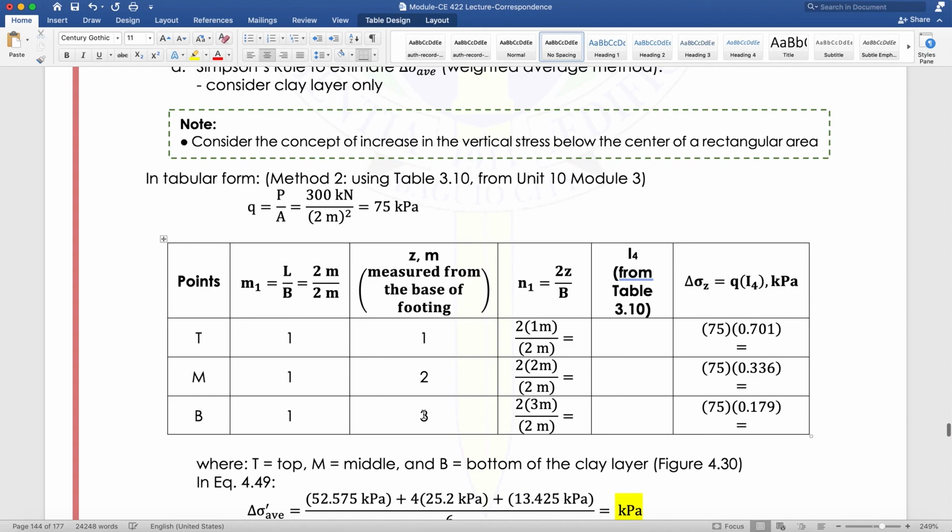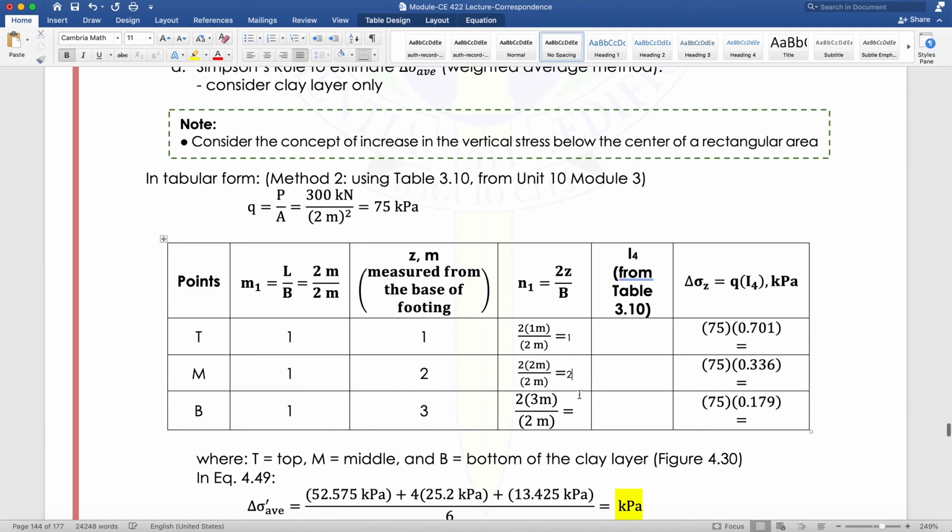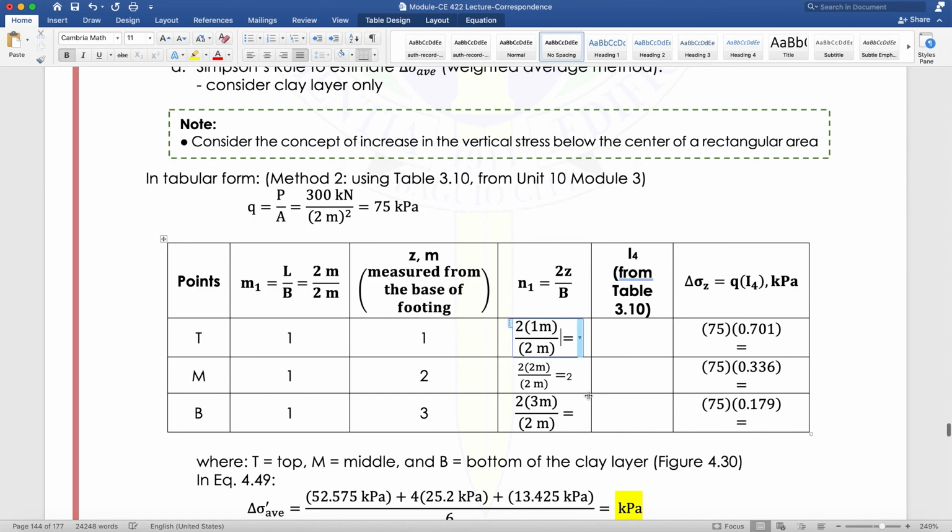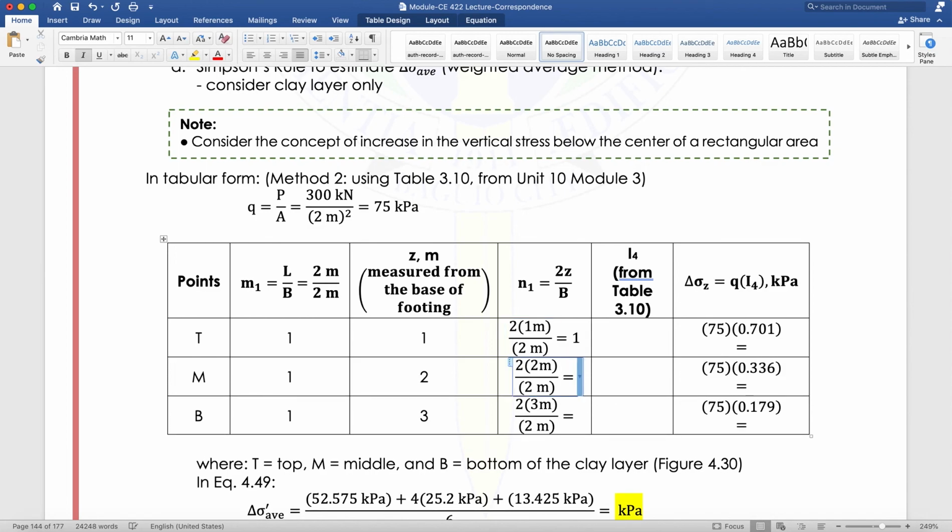Next, we can now solve for our n1. So n1 is equivalent to 2 times z divided by B. B is just the same, which is equivalent to 2. So 2 divided by 2 is 1, 2 divided by 2 is 1, 2 divided by 2 is 1. Z is 1, 2, 3, so it is again the same: 1, 2, 3. So we have here 1, we have here 2, then we have here 3.